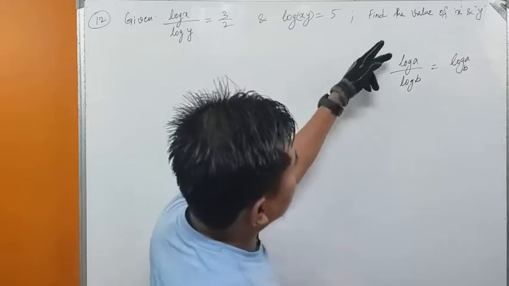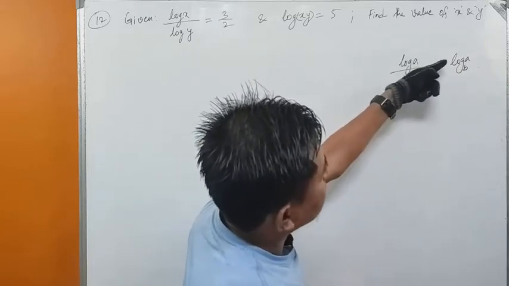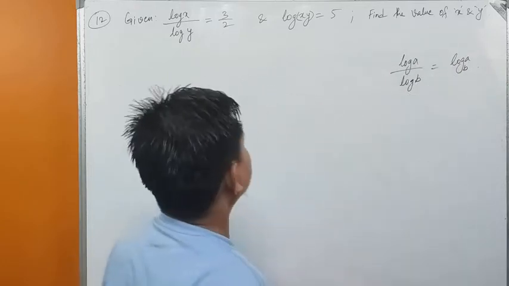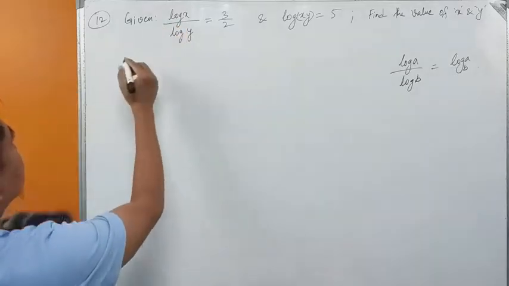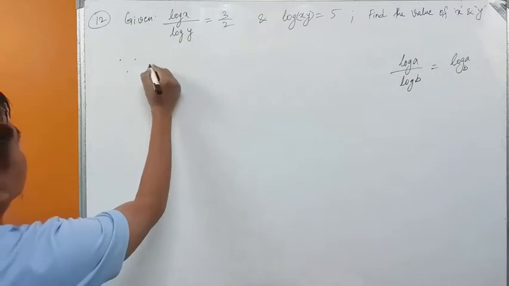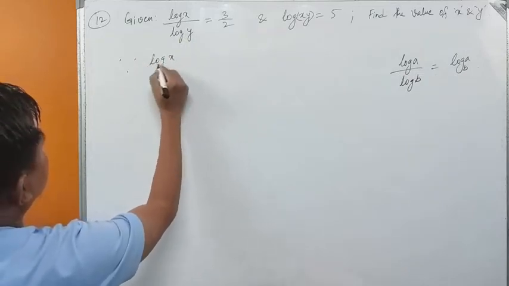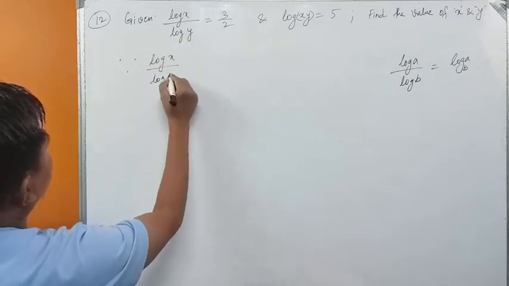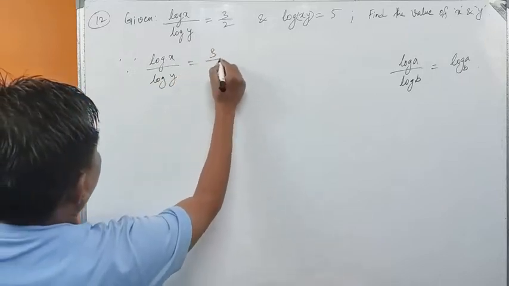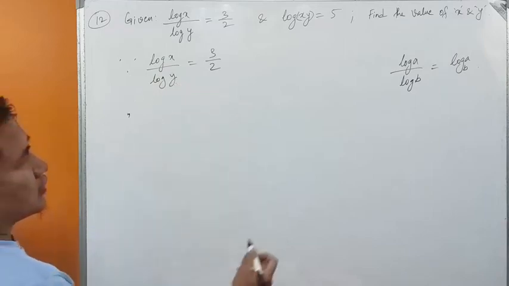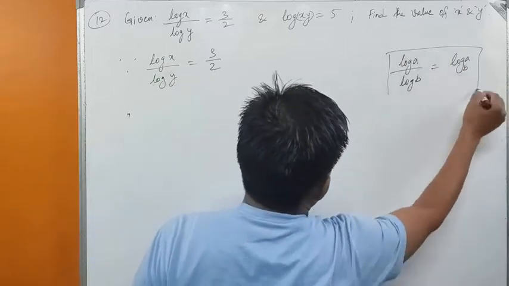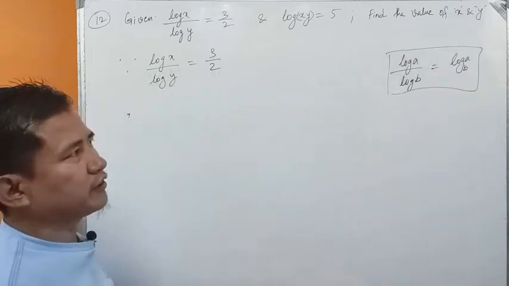Okay, log a upon log b can be written as log a to the base b. Now first let us copy this condition. Equation: log x upon log y equals 3 upon 2. Now log x upon log y, this is the rule. Laws of logarithm, we have already completed this.